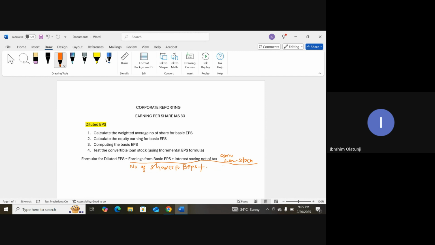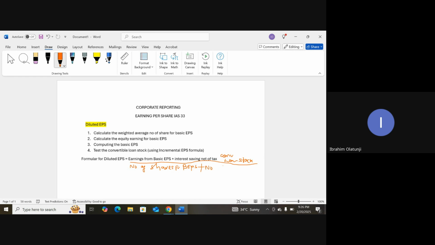But not always will your dilution include the convertible loan stock, if the following condition is not met. For instance, hello, are you with me? Yes, we are with you. So if I want to add the number of shares of convertible loan stock, let me add it. Then I will tell you the scenario why you would not be putting it there.